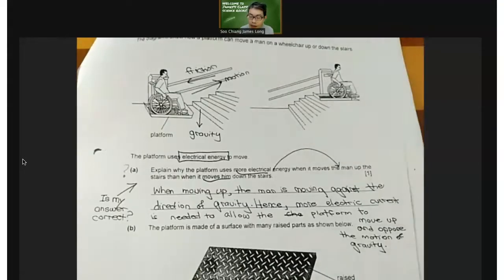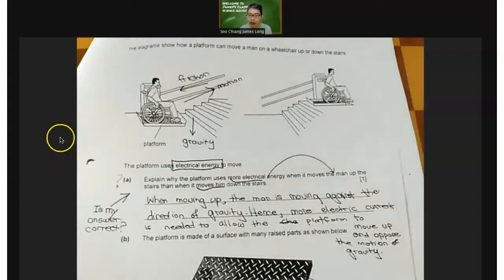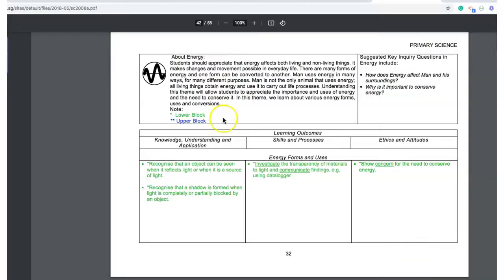Now I understand that you have difficulty doing this question, and I'm going to explain to you how to do this, and I'm going to explain to you why there's no need for you to do this. Now, this is not in your syllabus. This is a 2015 PSLE booklet, so you're still following a 2008 science syllabus. Let me show you that science syllabus. So this is the 2008 primary school science syllabus.